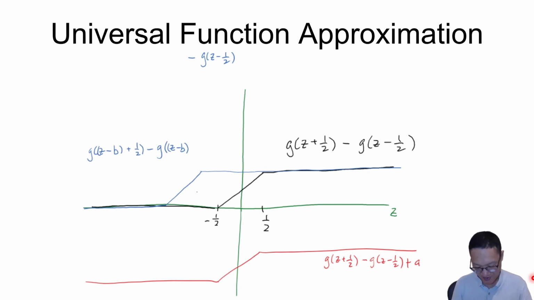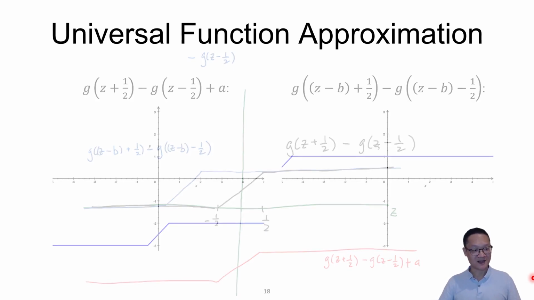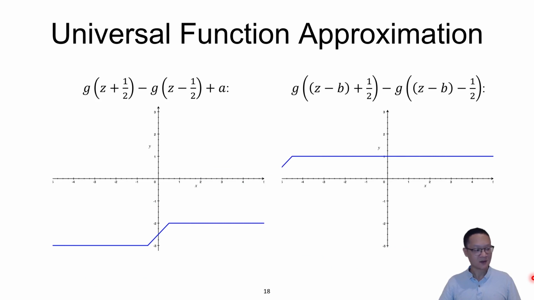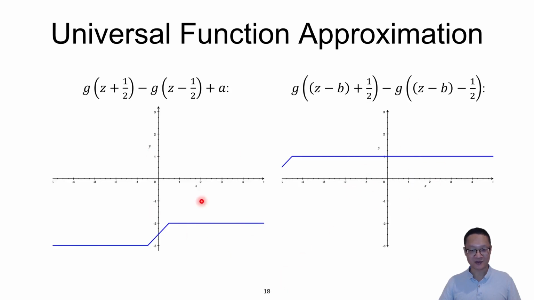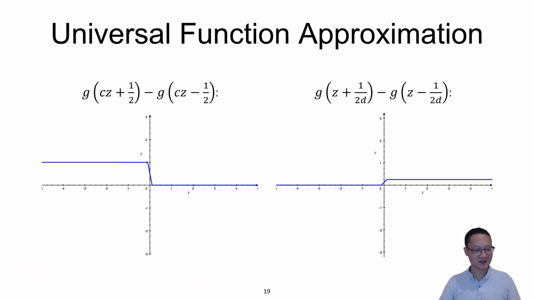Minus g of z minus b minus 1/2. Okay, so that's what we have on this slide. So we took this function and then we can shift it up and down and left and right. So now I'm going to continue working with this function.